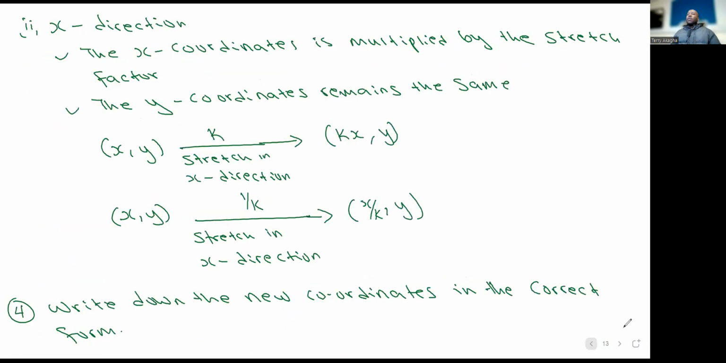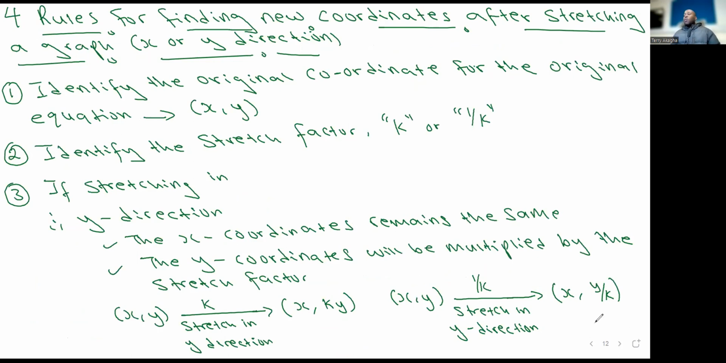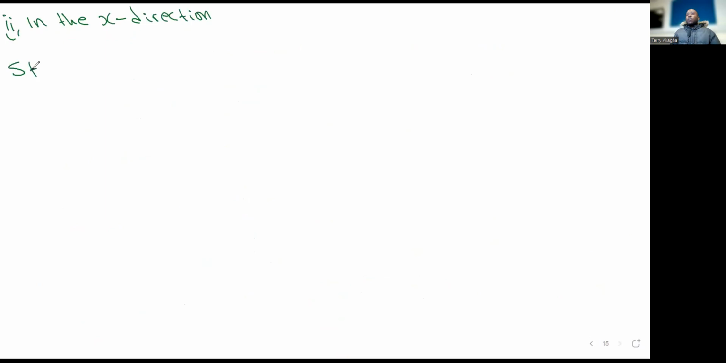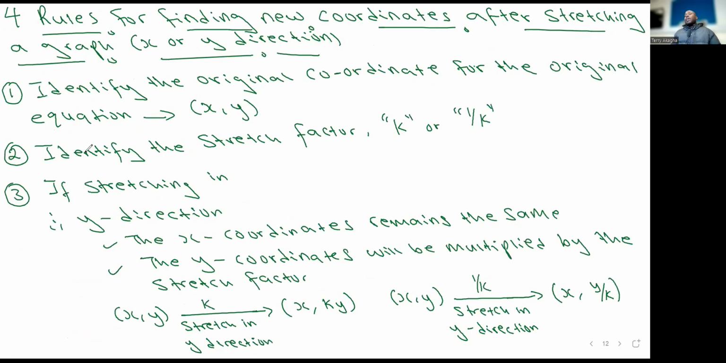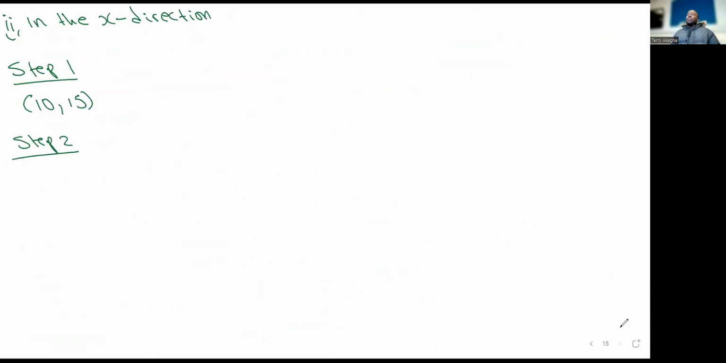So the new coordinates in the y direction are 10 and 75. If you want to pick another one, let's do the second one, in the x direction. The same thing. Step 1, write down the original coordinates, and it's 10 and 15. Step 2, we then identify the stretch factor. The k is equal to 5.